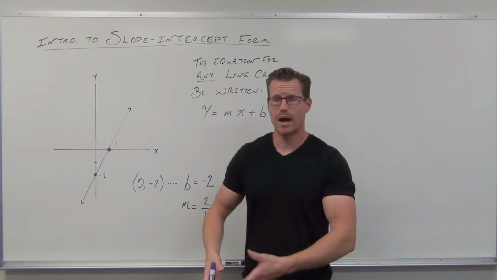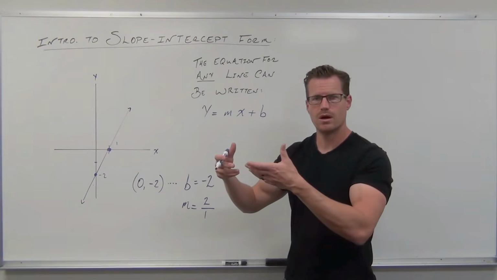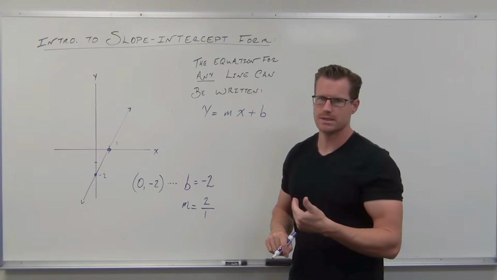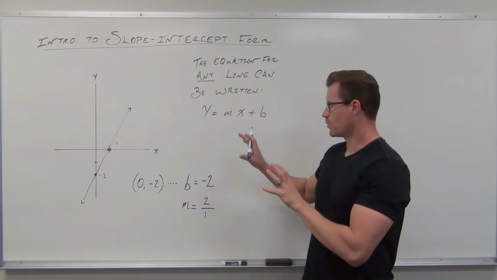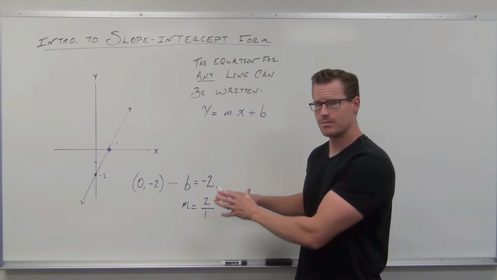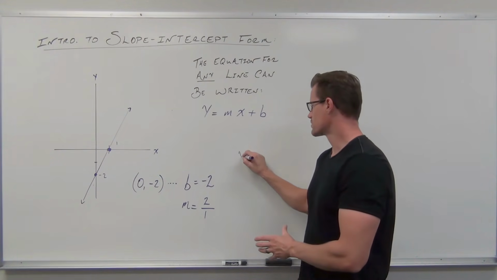Up 2, your rise is positive. Put 2 on the numerator. Right 1, your run is always positive. It's always going to the right. Right 1 on the denominator. From there, we're actually good to go. If you take these two numbers, m equals 2 and b equals -2, you can write your equation.